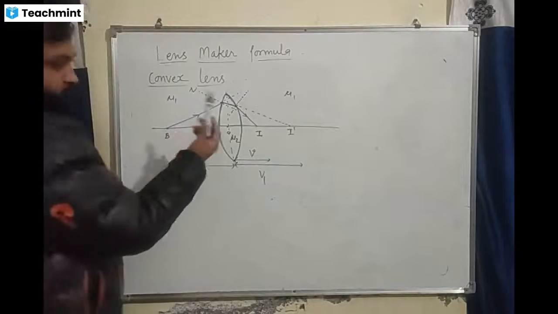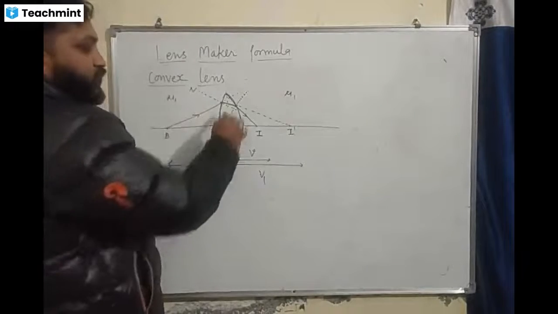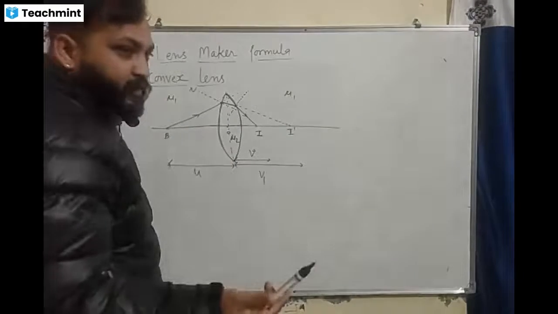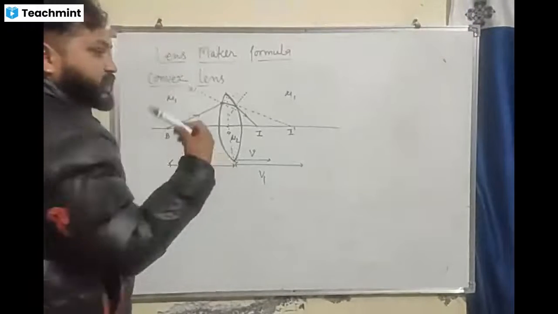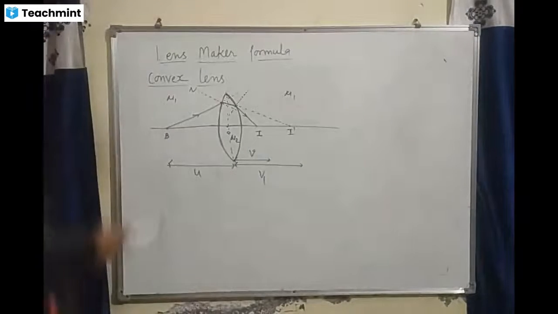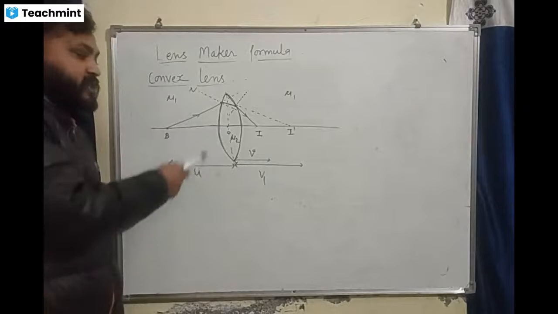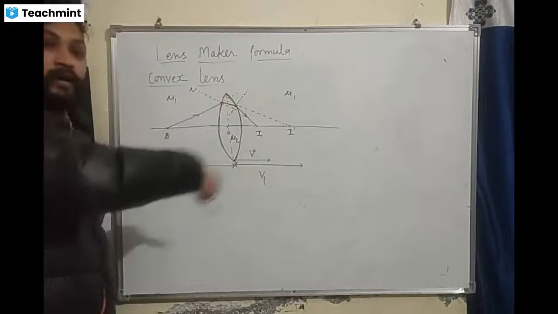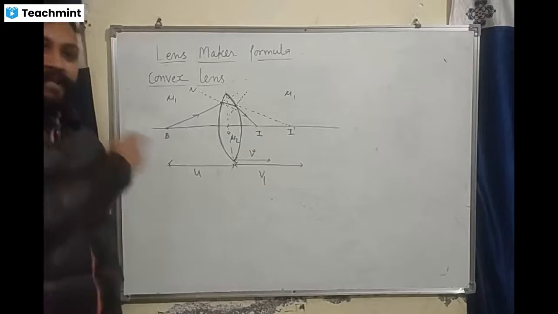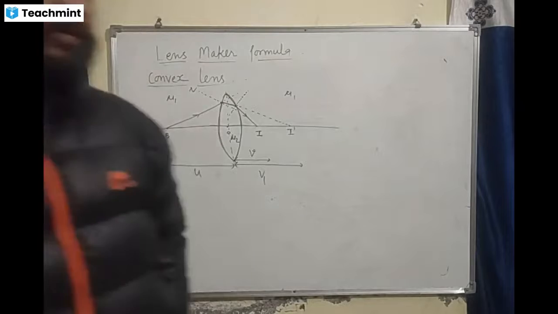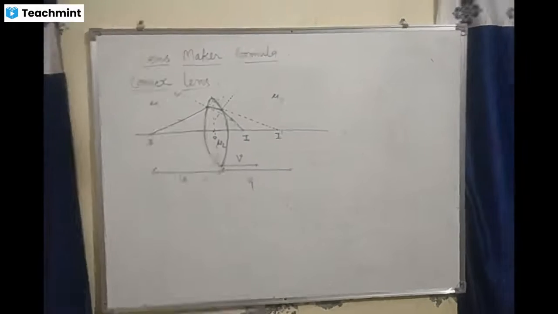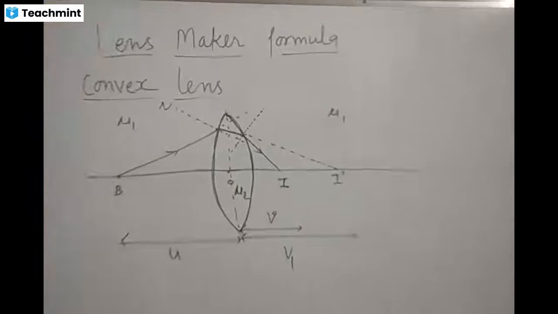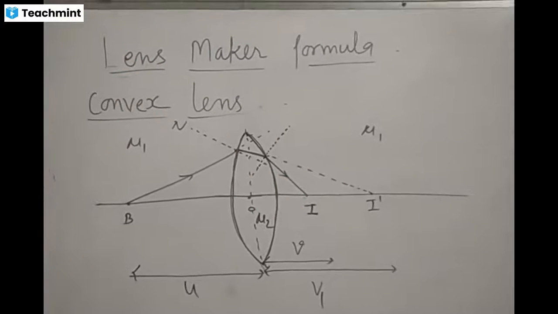Now this is the first surface. So for the first surface, the radius of curvature is R1. For the second surface, the radius of curvature is R2. So to derive the lens maker formula, you must know the diagram. So draw the diagram and then we will find out the relation. You can draw the diagram like this. We are doing the lens maker formula.